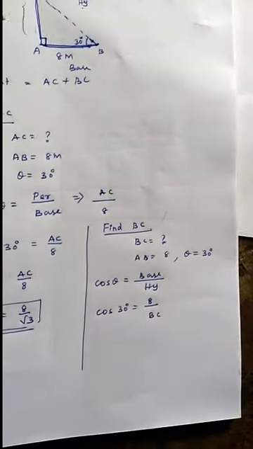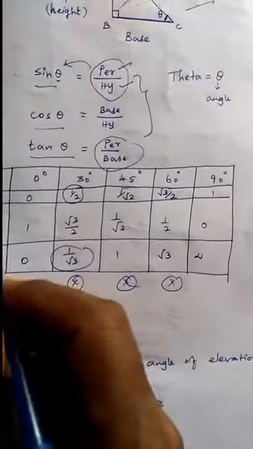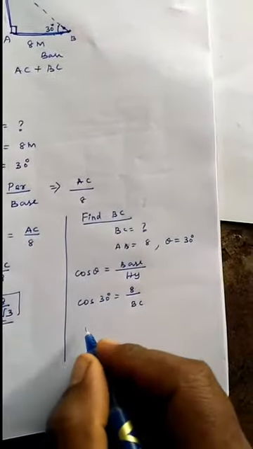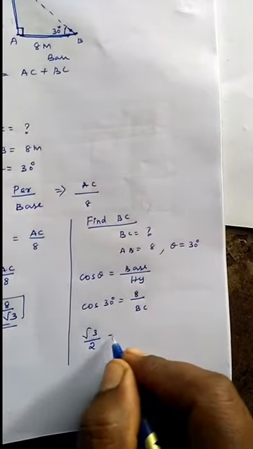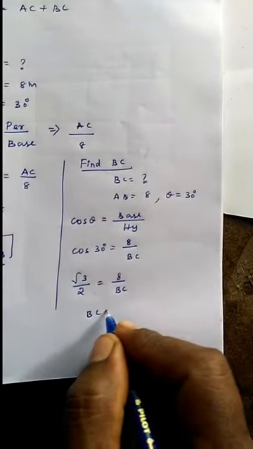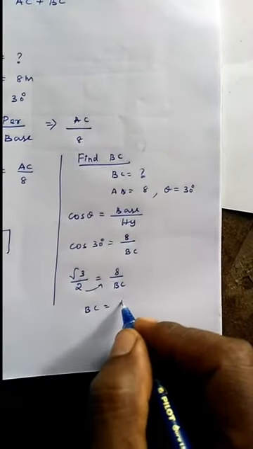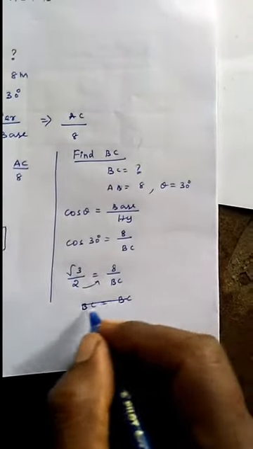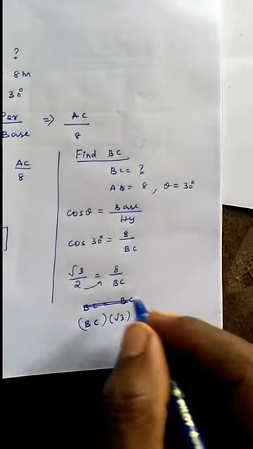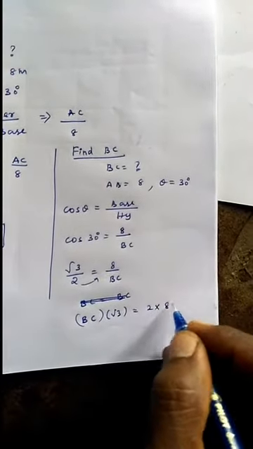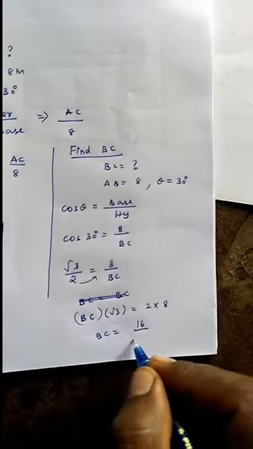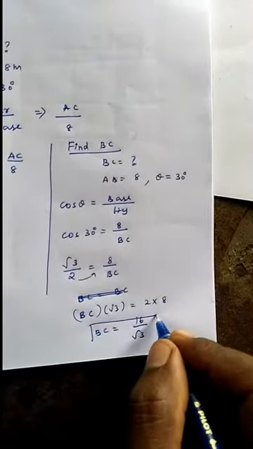So cos 30 value in the tabular column, here you can see cos 30 value is root 3 by 2. So root 3 by 2 equal to 8 by BC. Now if you want BC, take this opposite, then you will get BC into root 3 equal to 2 into 8, you will get 16. Now if you want BC, take this multiplication opposite, so it will come division. So this is the BC, 16 by root 3.